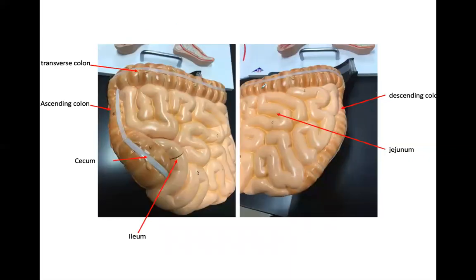If we were just looking at the intestines on their own, the folds on the top are your jejunum, and the folds on the bottom would be the ileum. You will have the cecum for the beginning of the large intestine, followed by the ascending colon, transverse colon, and descending colon on this side.